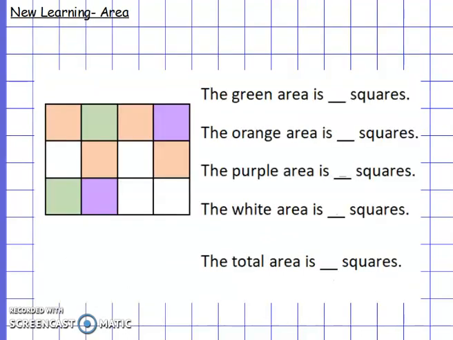What about this question? Can you tell me what the area is and how many of each coloured square? Pause the clip to give yourself time to write these sentences out in your maths book. So you need to write neatly, the green area is squares. So how many squares are green? How many orange? How many purple? How many are white? And then what is the total altogether? That's going to take you a few minutes to write out. So pause the clip and press play to go through the answers.